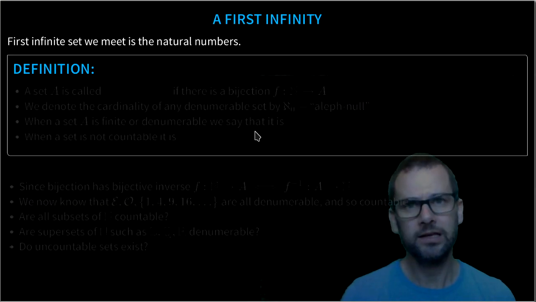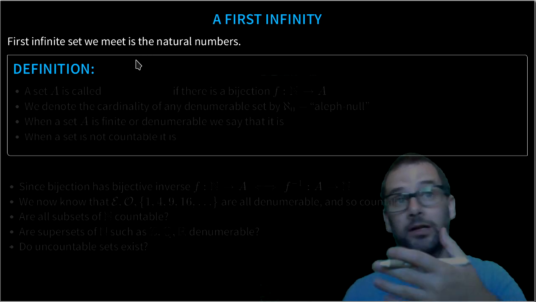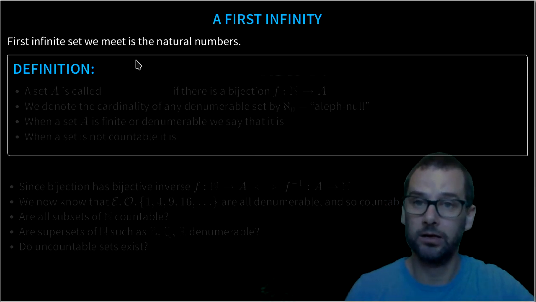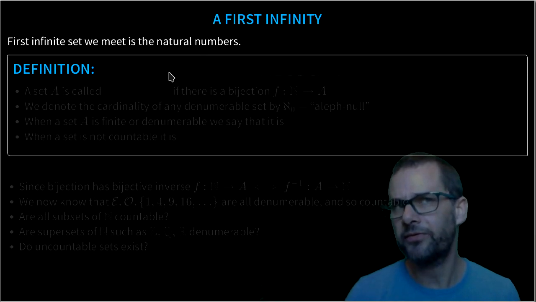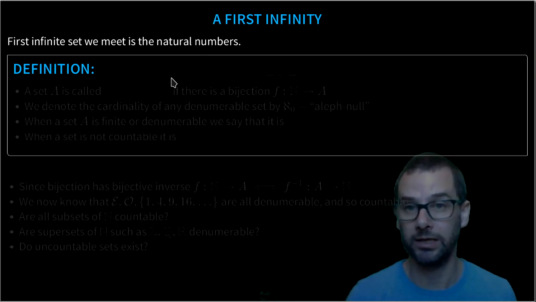So here's this first infinity, and perhaps the first infinite set that we meet is this idea of one that just keeps going and going and going, which is just the natural numbers, the fact that we can keep counting and counting and counting and never stop. And so this is the first infinite set that we encounter, and it's the first infinite set that we're going to define a bit more formally here.